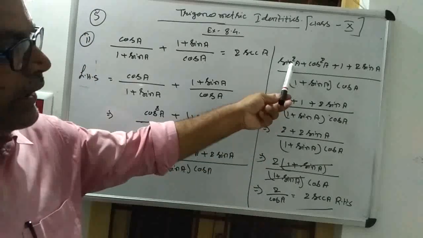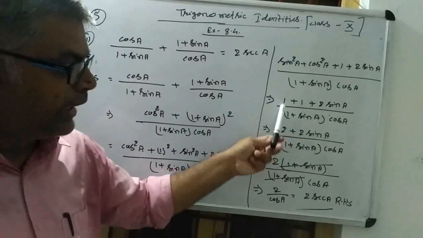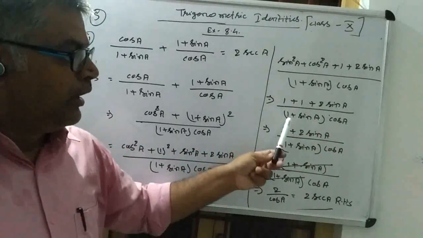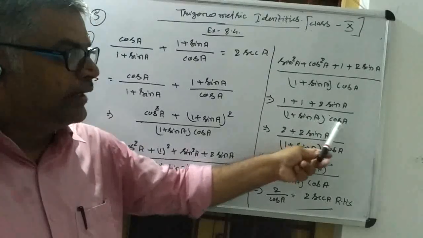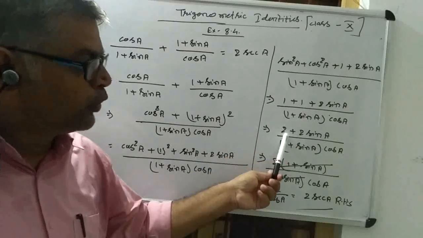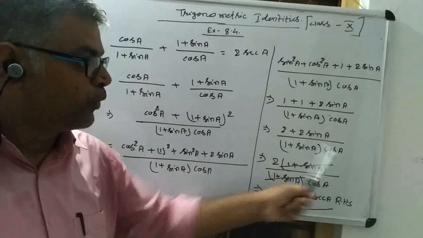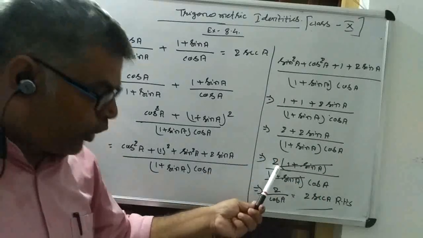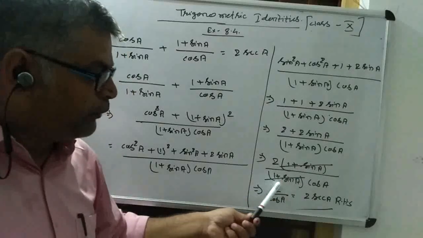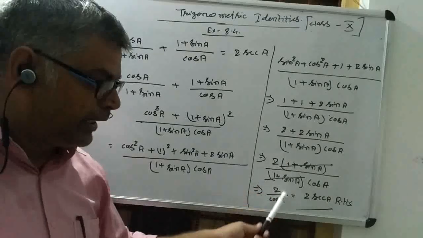As we know that sin squared A plus cos squared A equals 1, so we write 1 here, 1 plus 2 sin A by (1 plus sin A) into cos A, denominator as it is. Now 1 plus 1 becomes 2, so 2 plus 2 sin A by (1 plus sin A) into cos A. Now taking 2 as common, it will become 2 into (1 plus sin A) by (1 plus sin A) into cos A. 1 plus sin A and 1 plus sin A will get cancelled.